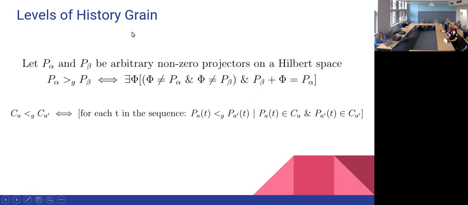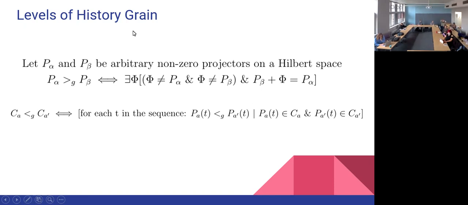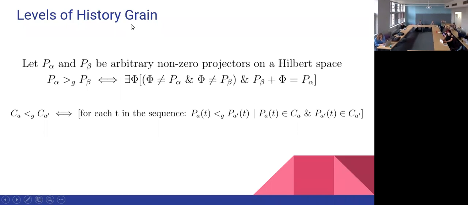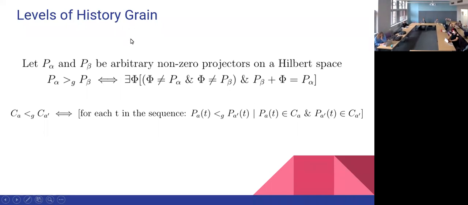So we're going to let projector alpha and projector beta be two arbitrary non-zero projectors on Hilbert space. Then we're saying that one is coarser-grained than another if there exists a projector that you could add to beta that isn't beta or alpha that produces alpha. The idea would be then that the more coarse-grained one would represent a region that encompasses but is not equal to the finer-grained one in parameter space.